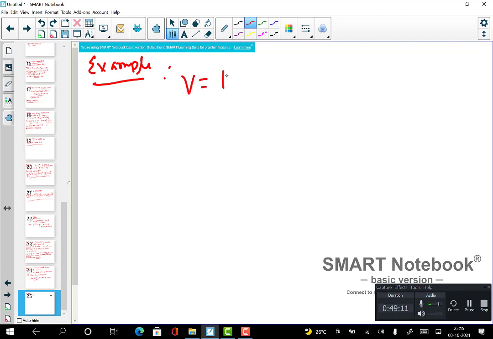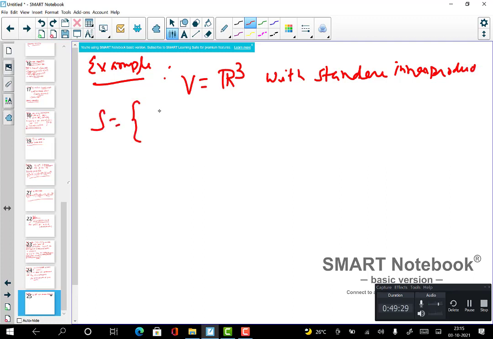So suppose V is R3 with the standard inner product. And suppose my set is something, say (1, 1, 0), and then (1, -1, 1), and another, let me write down here, (-1, 1, 2). I am just calculating which this is.